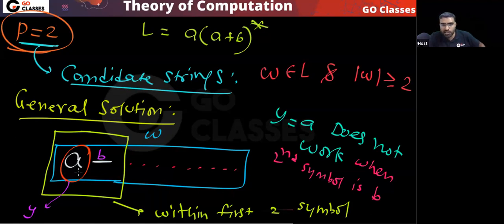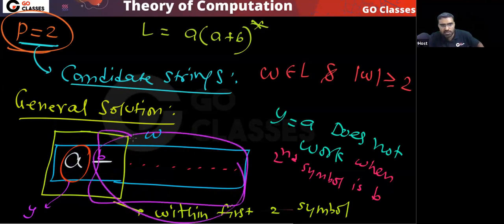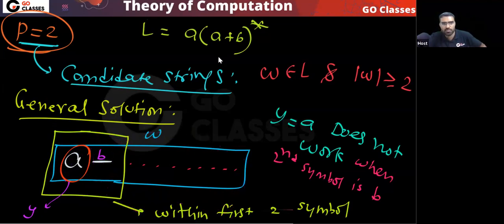Because if you repeat it 0 times, the resulting string will not belong to L. If you repeat it 0 times, you remove it, and the resulting string will be this. This does not belong to L. So very simple. Remember, y equal to a does not work when the second symbol is b.